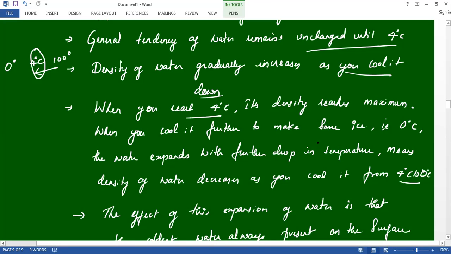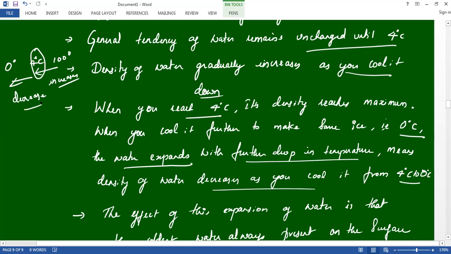When you cool it further, to make ice, that is when you decrease the temperature from 4 degrees Celsius to 0 degrees Celsius, water will expand, and the density of water decreases as you cool it down. From 4 degrees Celsius to 0 degrees Celsius, the density decreases. From 100 degrees Celsius to 4 degrees Celsius, density increases. So this is the anomalous expansion of water.